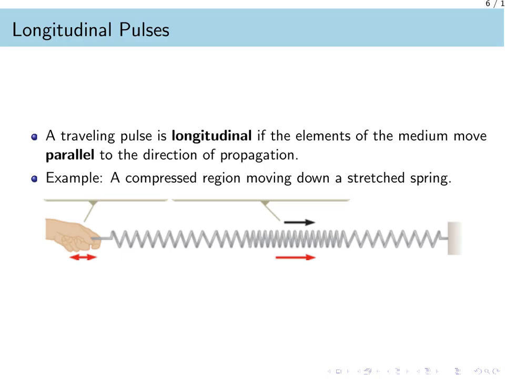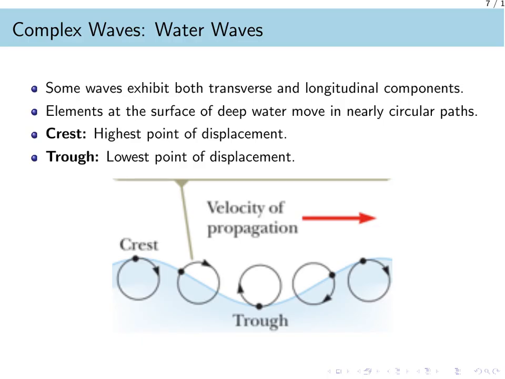In contrast to transverse waves, a traveling pulse is considered longitudinal if the elements of the medium move parallel to the direction of the wave's propagation. A great way to visualize this is with a stretched spring or a slinky. If you quickly push and pull one end of the spring along its length, you create a compressed region. This compression travels down the spring. In this case, the coils of the spring move back and forth horizontally, which is the same direction that the pulse is traveling. Some waves in nature are more complex and exhibit both transverse and longitudinal components.